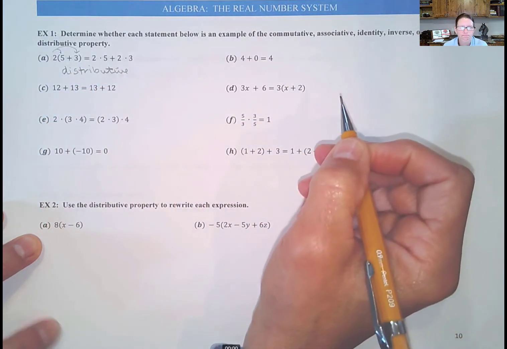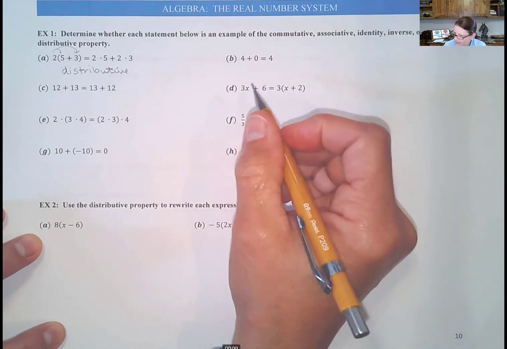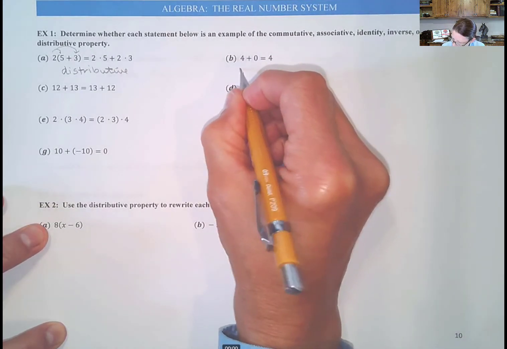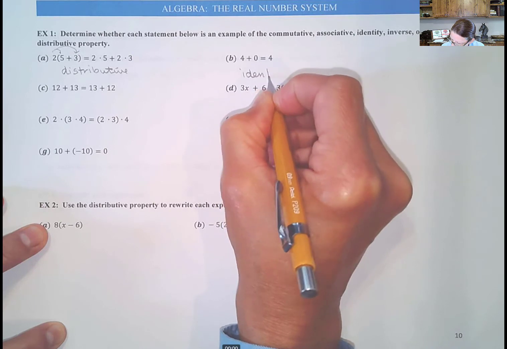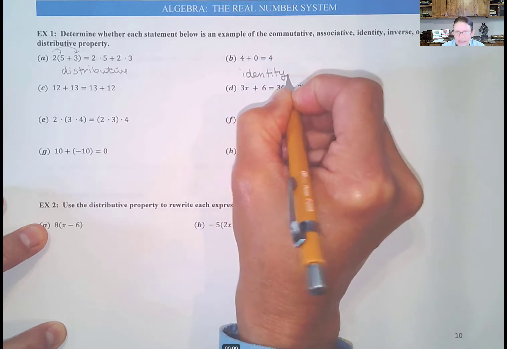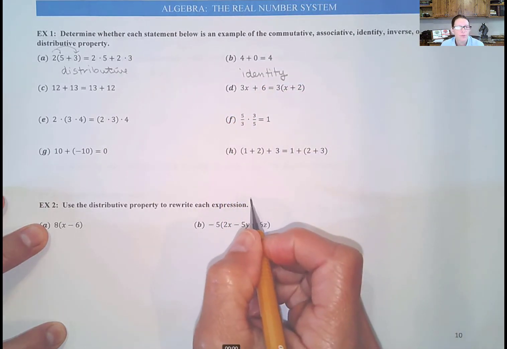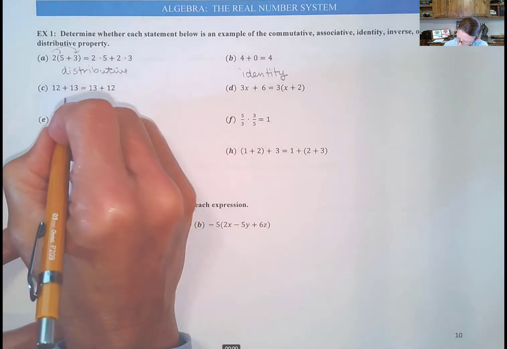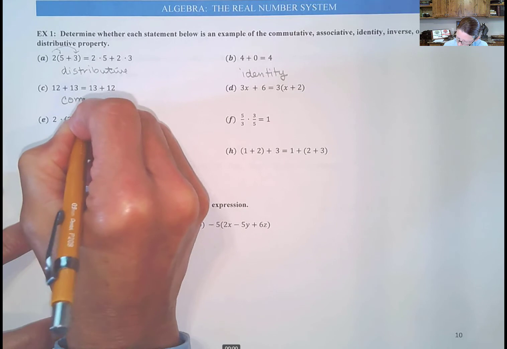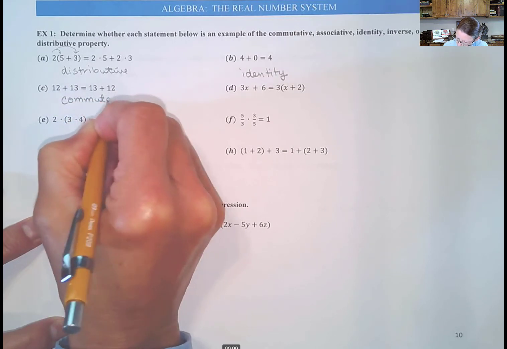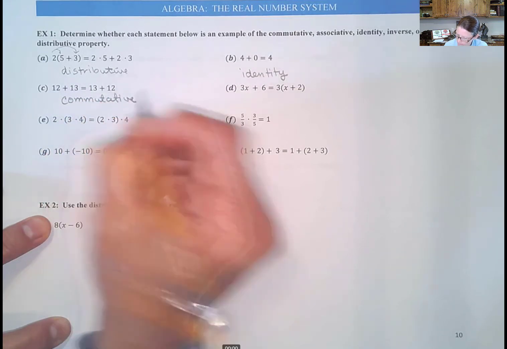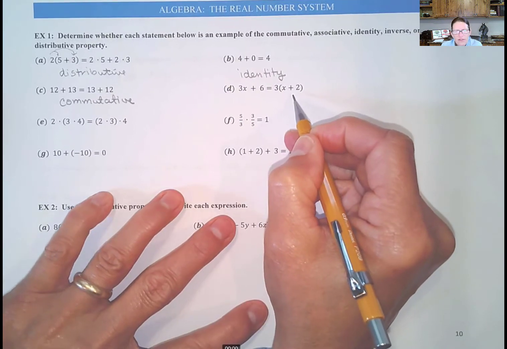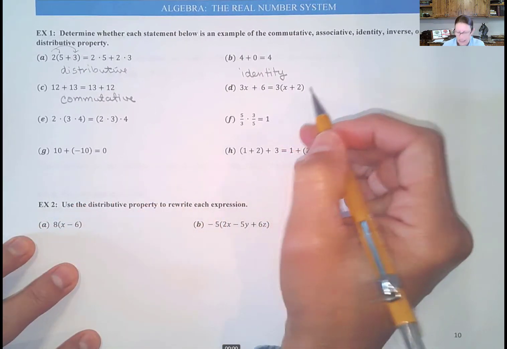Distributive property. 4 plus 0 is 4, and this is the identity property. 0 added to any number doesn't change its value. 12 plus 13 is 13 plus 12, and that's the commutative property of addition. Let's write commutative. Part D, this looks like the distributive property again.